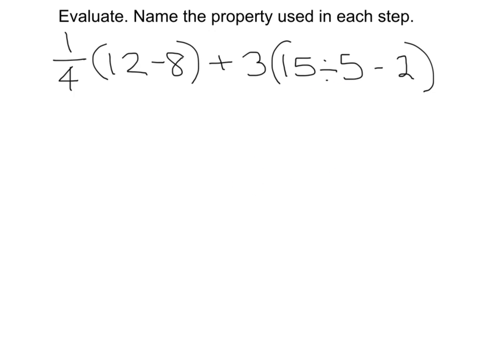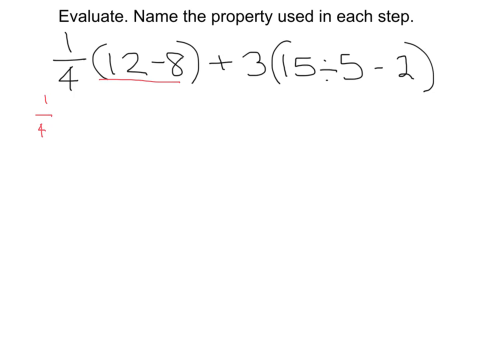Let's take a look at this example. This example has a lot of steps, and so I'm going to be using some abbreviation and be writing as small as I can so that I can show you everything that I'm doing. So let's look at the problem. It says 1/4 times (12 minus 8) plus 3 times (15 divided by 5 minus 2). So we first want to start out looking at our parentheses, and we're going to start out with the 12 minus 8. So we want to leave our 1/4.